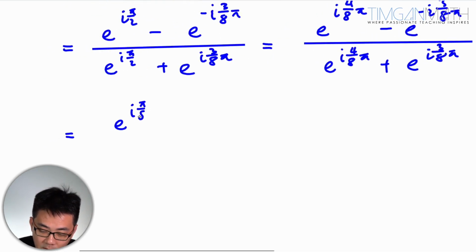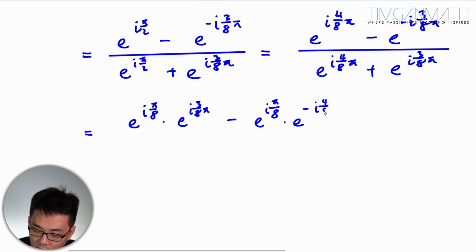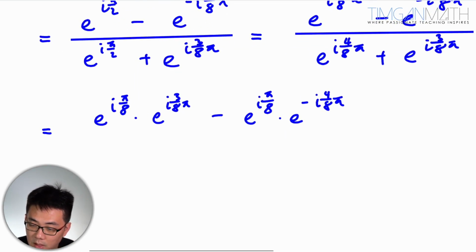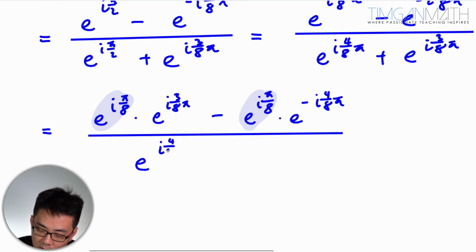So this is e^(iπ/8) times e^(i3π/8) for this case here. And then for the second one, we have e^(iπ/8). If this is e^(iπ/8), this will be e^(-i4π/8), alright, because π/8 minus 4π/8 will be negative 3π/8. So I'm just trying my best to factorize these two terms out. Then whatever is being factorized should be able to cancel the one below. So I'm going to leave it there.